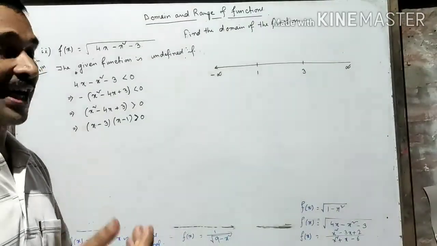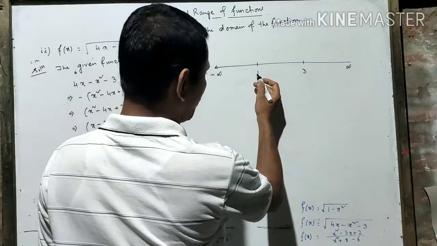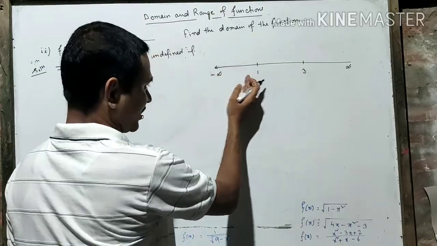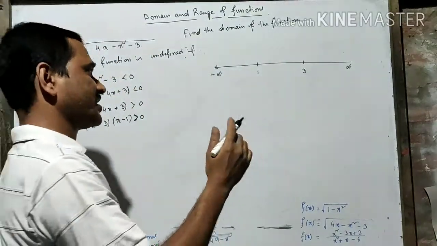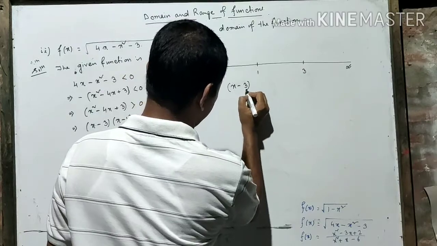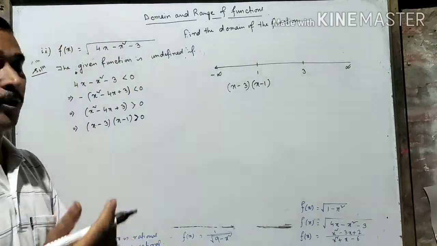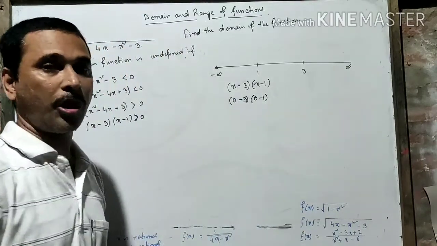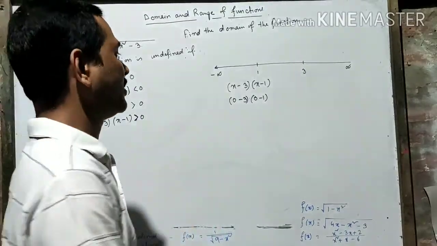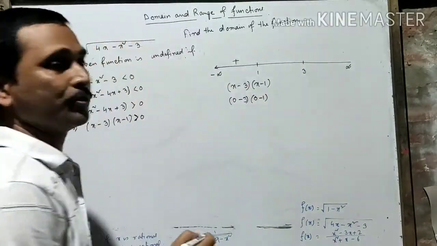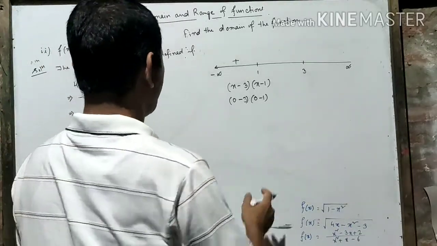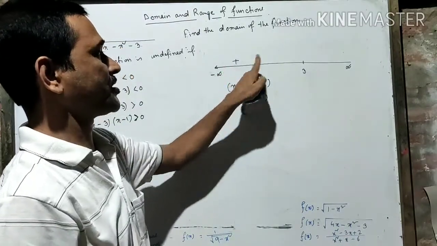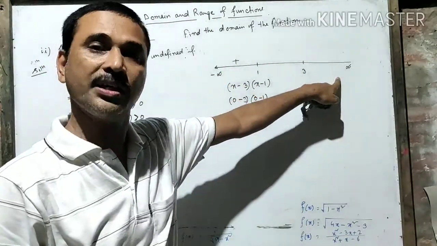Okay, let us check the signs. Minus infinity to 1, 1 to 3 and 3 to infinity. First part, minus infinity to 1, that means less than 1. You take any value less than 1, say 0. Our expression is x minus 3 into x minus 1. You put 0 for x. So this will be 0 minus 3 into 0 minus 1, which is 3, positive. So throughout this interval, the value will be positive. Then you take any value between 1 and 3. Here it will be negative. If in this part the function is positive, in this part it will be negative, in this part it will be positive again.